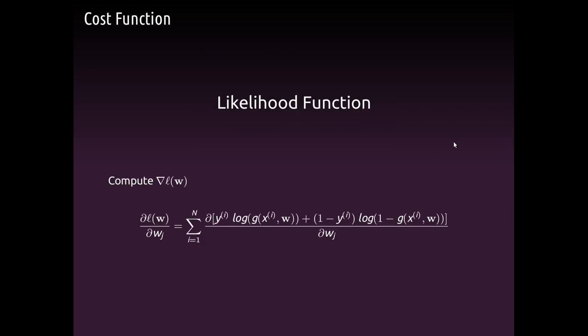So now after we learned about the likelihood function, we try to minimize it by computing the first derivative with respect to each coefficient wj, and follow with the optimization of our cost function. So this is the definition of our log likelihood function: y super i log of g of x super i and w, plus 1 minus y super i multiplied by the logarithm of 1 minus g of x super i and w.